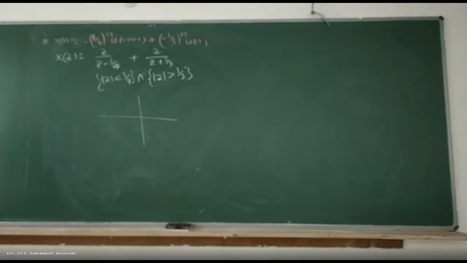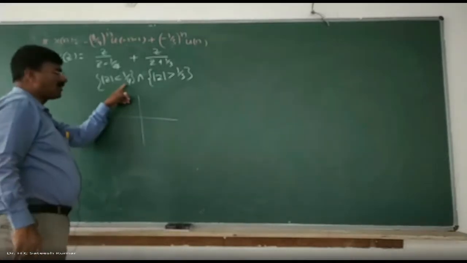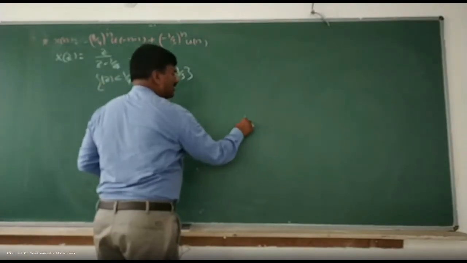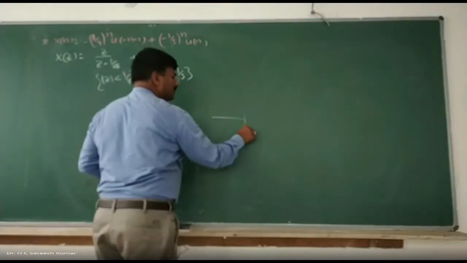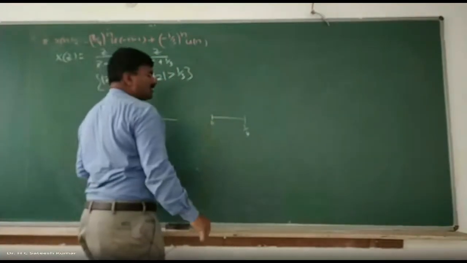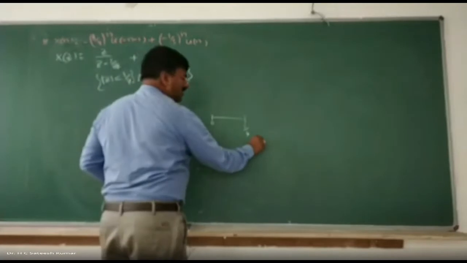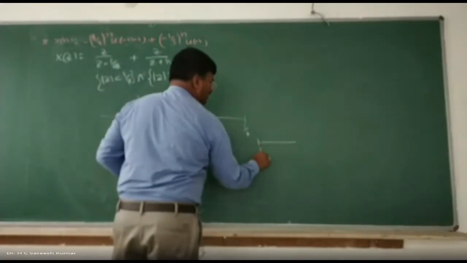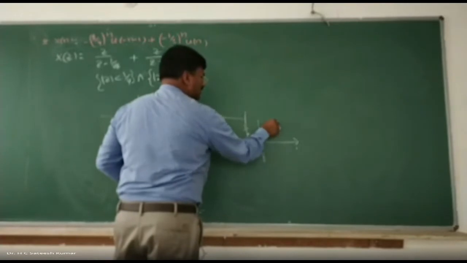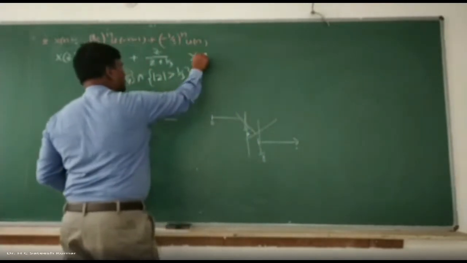Sorry, this is 3 by 4. If you take it this way, it will not exist. The reason is that mod z less than 1 by 4 is this one, and mod z greater than 1 by 3 is from 1 by 3 to infinity. What is the common area? We don't have any common area, so this kind of thing doesn't exist.